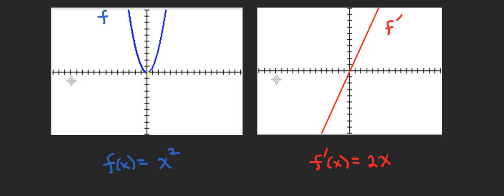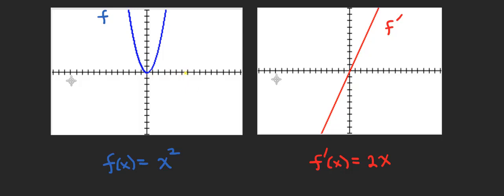So let's take a look at the slope of f. From negative infinity to 0, looking from left to right, f is decreasing. That means the slope of a tangent line will be negative, since f is decreasing. That's why f prime is below the x-axis from negative infinity to 0, because f prime is negative.